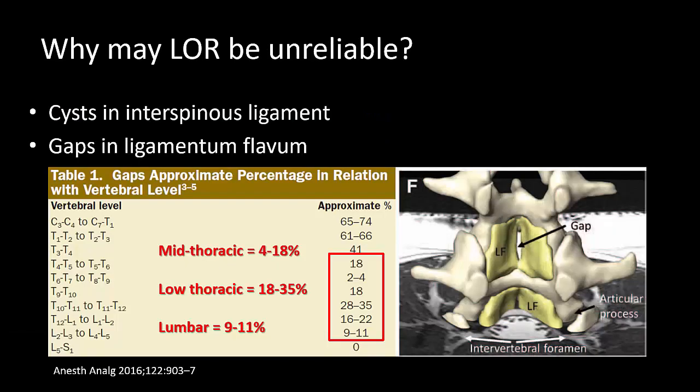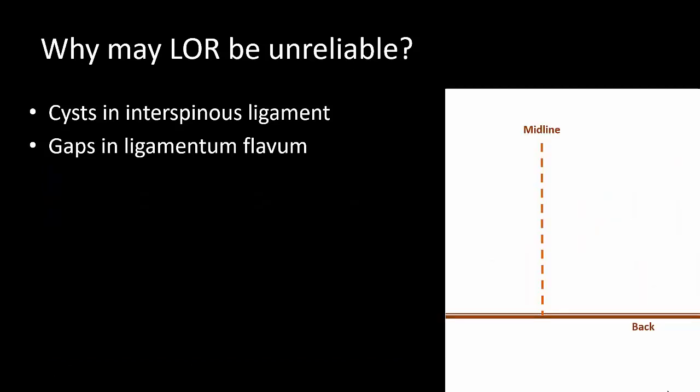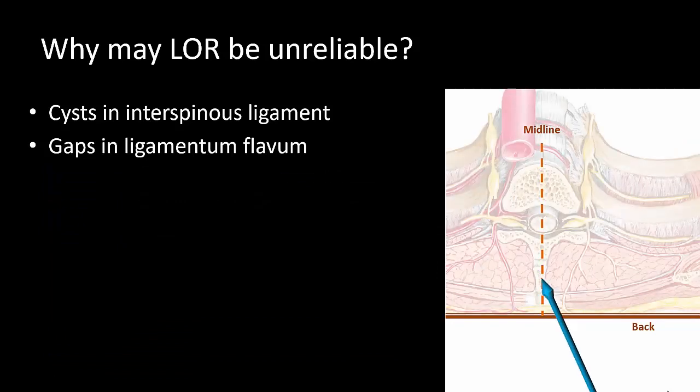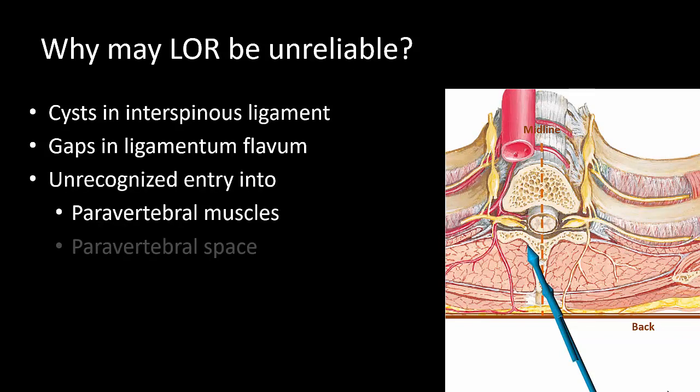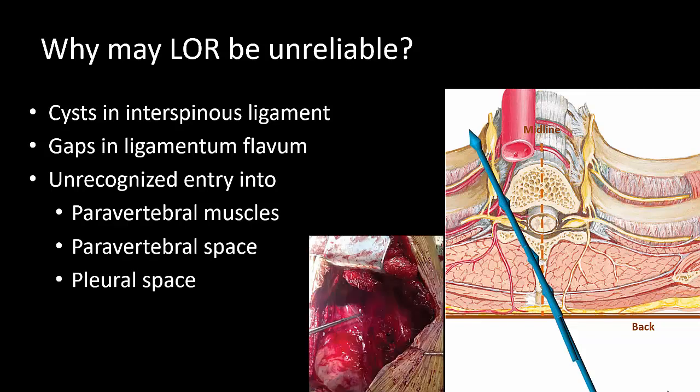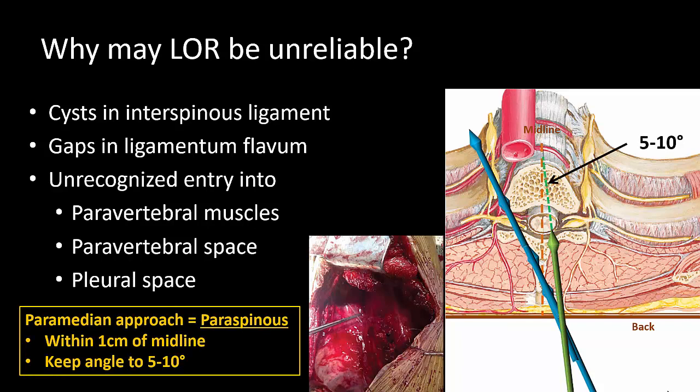The lack of reliability of loss of resistance may be due to anatomical factors such as cysts in the interspinous ligament, or midline gaps in the ligamentum flavum. A false positive loss of resistance may be obtained when the needle passes from the interspinous ligament into the paravertebral muscles or into the thoracic paravertebral space or pleural space, all of which have been described. As I have already discussed, the best way to prevent this is to avoid excessive lateral-to-medial angulation and instead adopt more of a paraspinous approach, keeping the angle to the midline to 5 to 10 degrees.